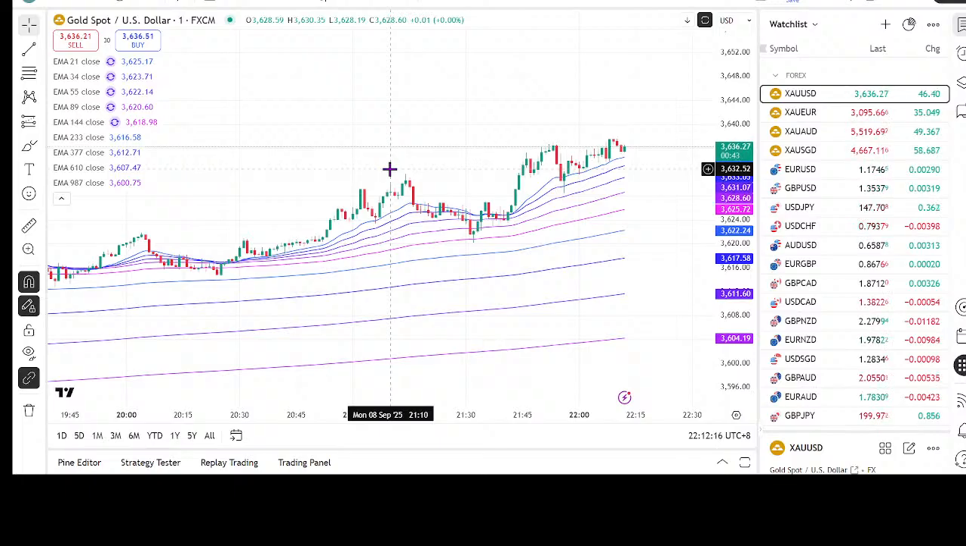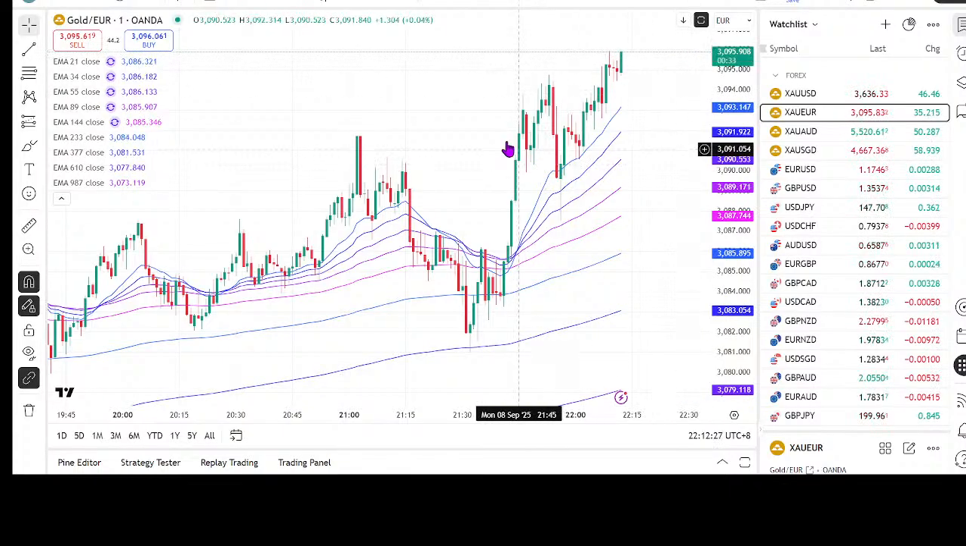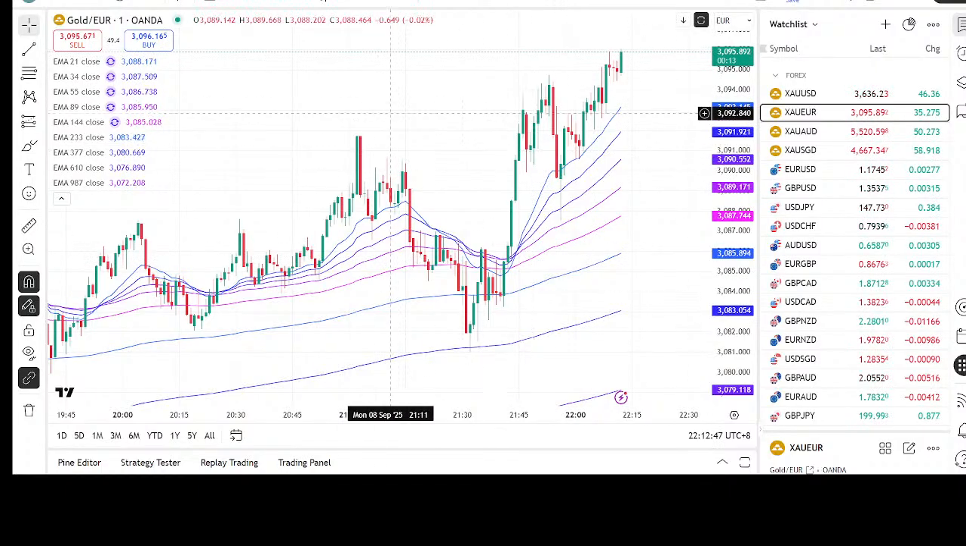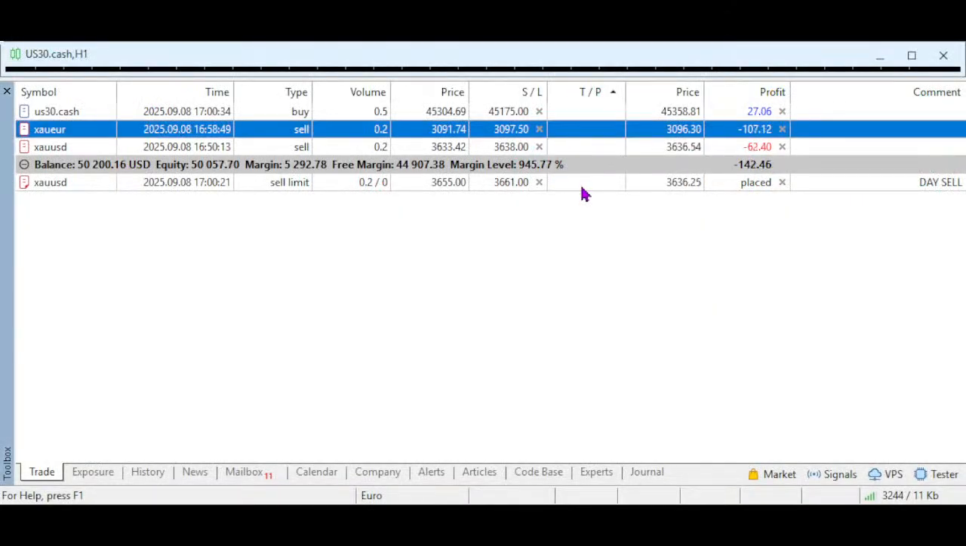Okay, the gold euro looks like it's going to get stopped out. Just raise the stop by $1, because it looks quite close. So I've just raised it by $1.